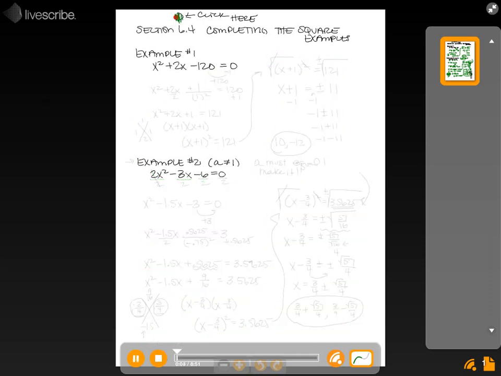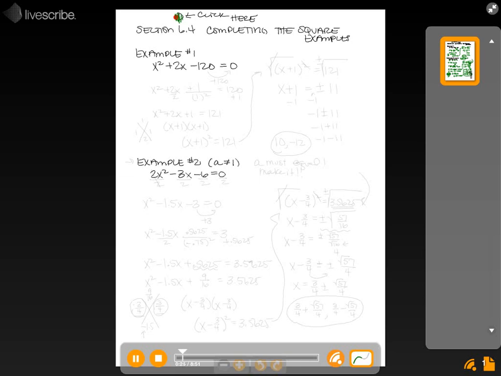Alright, these are your notes for section 6.4 on completing the square, and in this video we're going to do two more examples of completing the square. You've already watched the video with all the skills. If you understand all the skills, then we're just going to combine them all and put them into solving these problems. Okay, so example number 1, x squared plus 2x minus 120 equals 0.